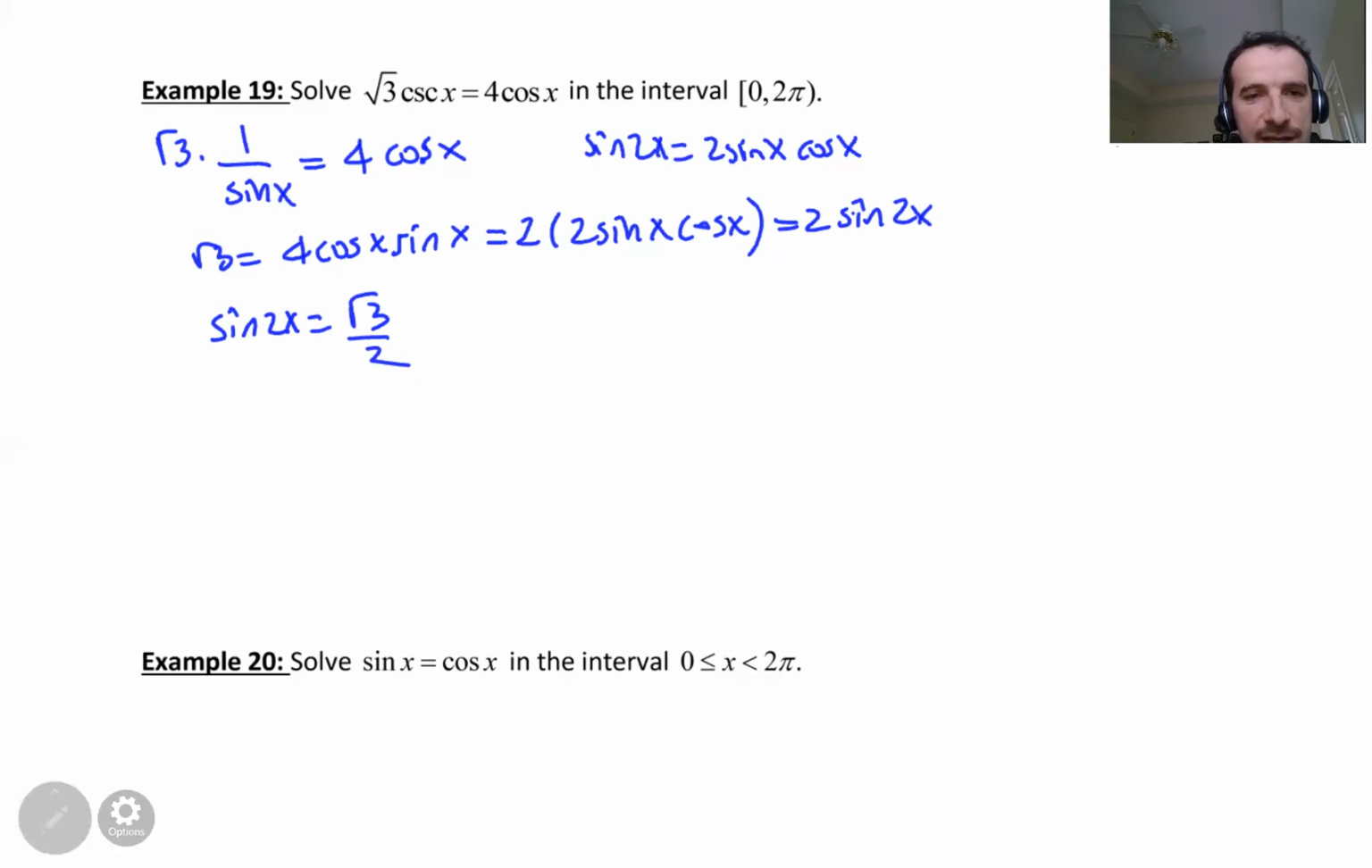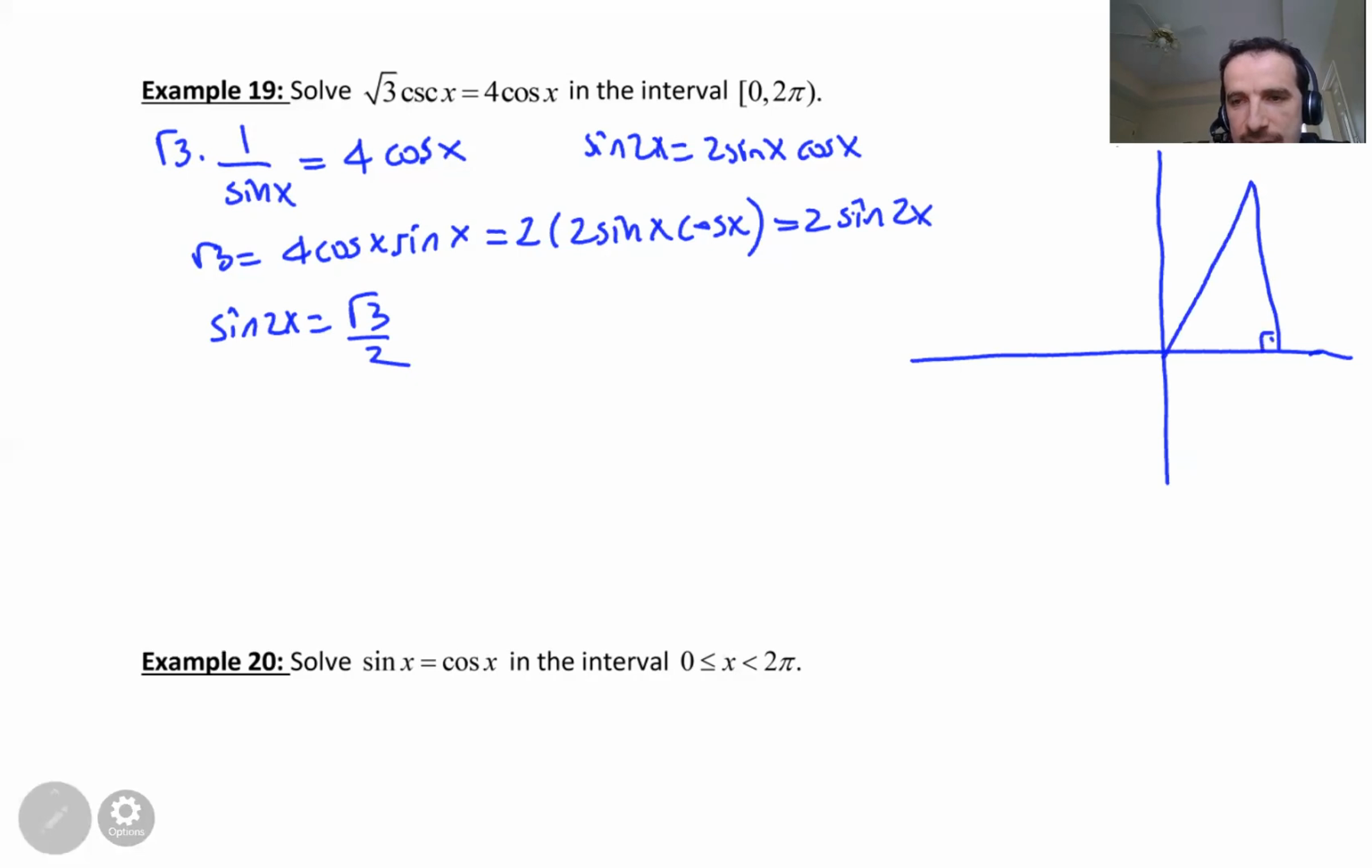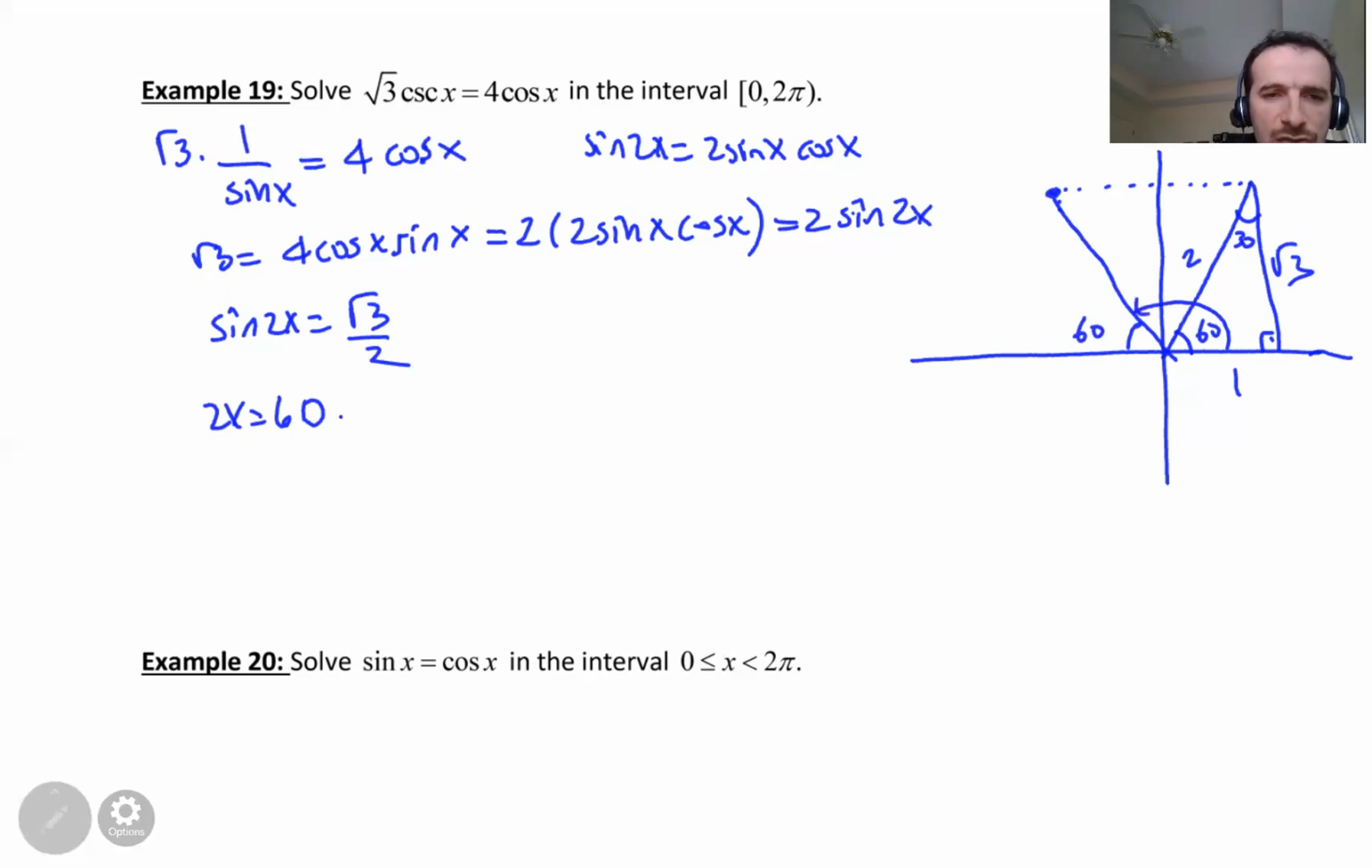Okay. So which angle is that? This is a special triangle, right? Root 3 over 2, you remember that triangle. It is a 30, 60, 90 triangle, so root 3, 1, and 2, right? So sine 60 is root 3 over 2. So 2x is equal to 60. And what is the other angle? Take the symmetry through the y-axis because it's sine 60. So which angle is that? It is 120, right?